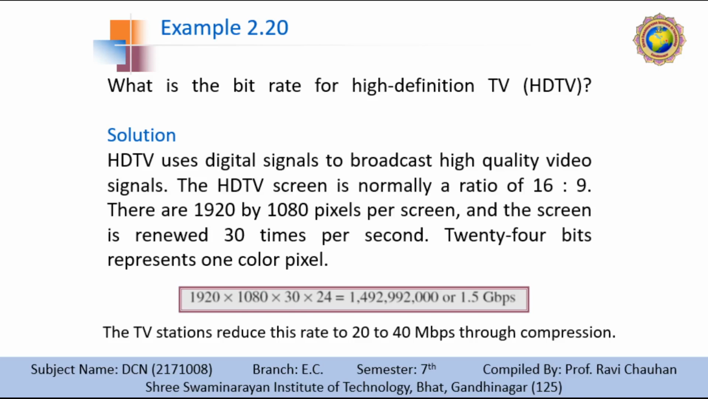There are 1920 into 1080 pixels per screen, and the screen is renewed 30 times per second. 24 bits represent each color pixel. Then we calculate the bit rate by multiplying all of these, and we can say that it is 1.5 Gbps. So the TV station reduces this rate to 20 to 40 Mbps through compression. So compression is required.